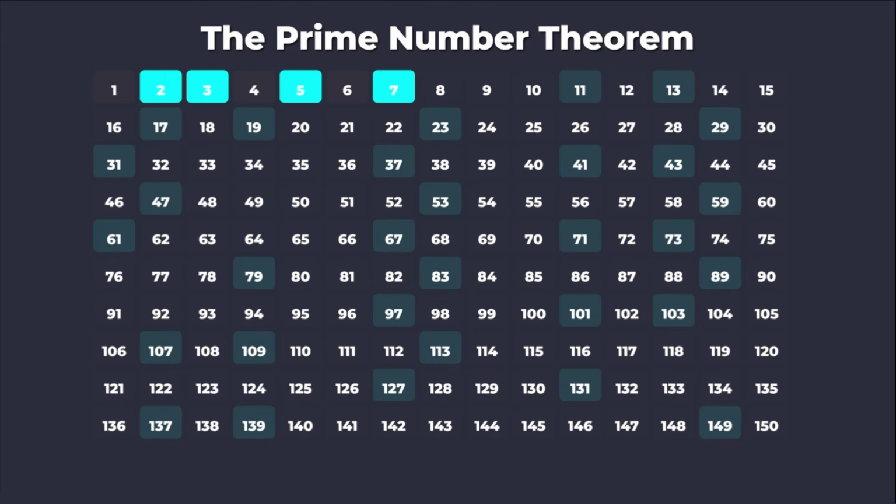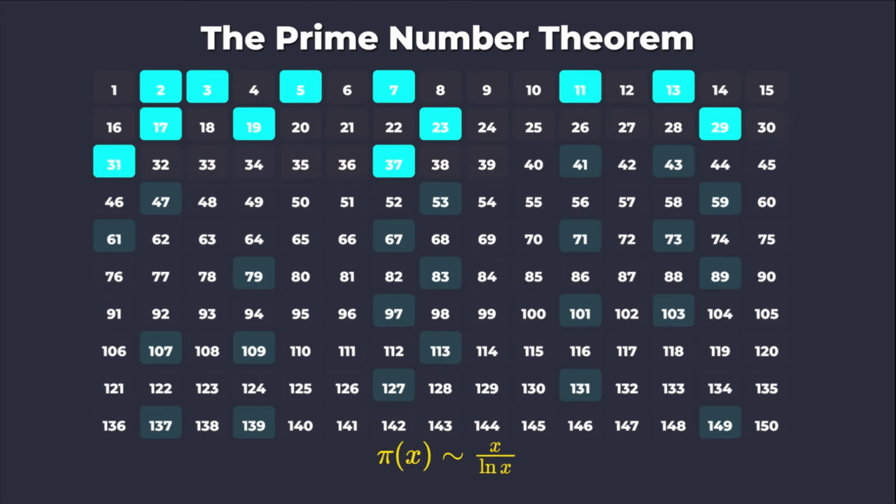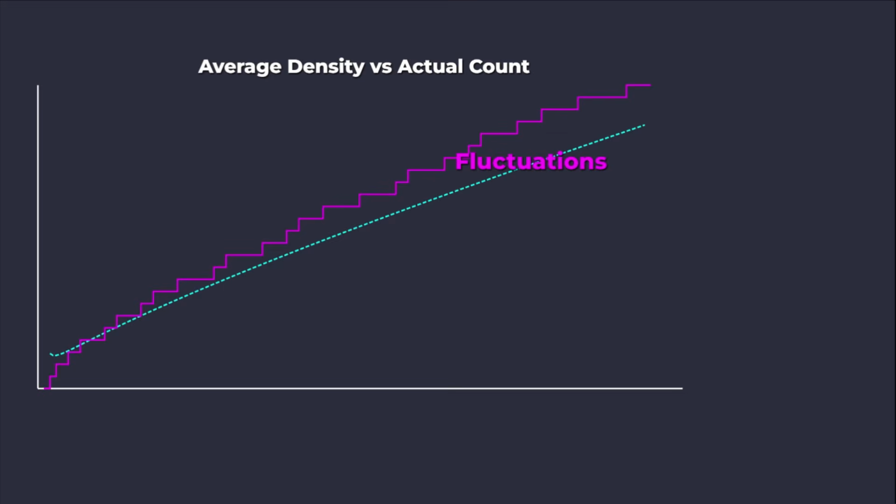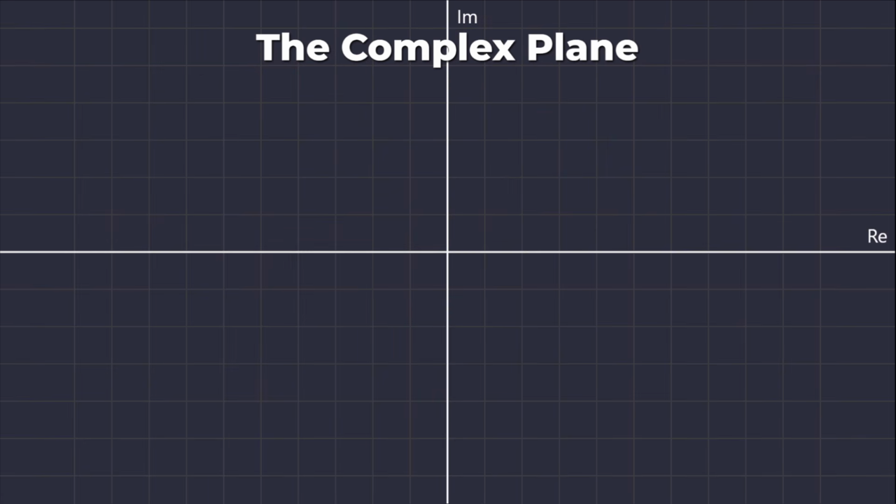The density of prime numbers near a large integer x is precisely 1 divided by the natural logarithm of x. This foundational result, the prime number theorem, quantifies the asymptotic distribution of primes. It states that the prime counting function, pi of x, is asymptotically equivalent to x divided by the natural logarithm of x. While this gives the average density, it reveals nothing about the fine-grained fluctuations in prime distribution.